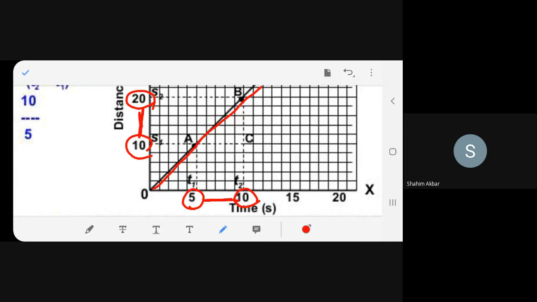You understood now? In t1, we have this s1. In t2, we have this s2. So we already know that speed is equal to distance upon time. Now here distance is s, s upon time. Is it clear? So what is s? Final distance minus initial distance. And what is t? Final time minus initial time. Is it clear to all of you? Yes, ma'am.